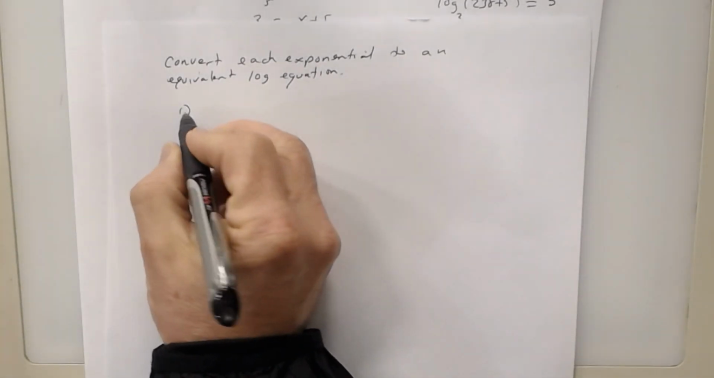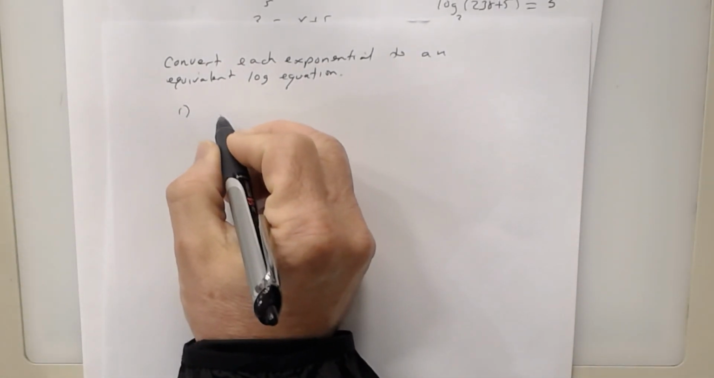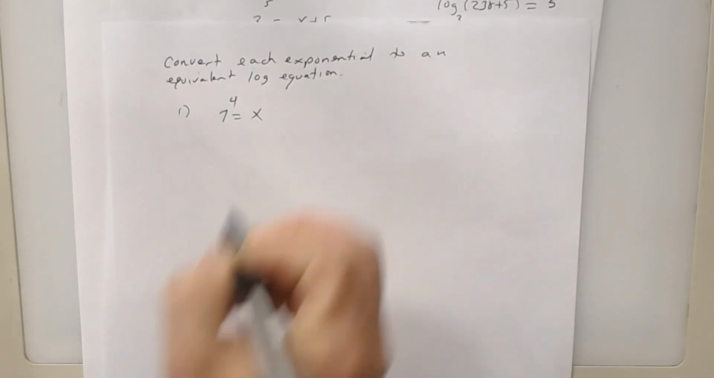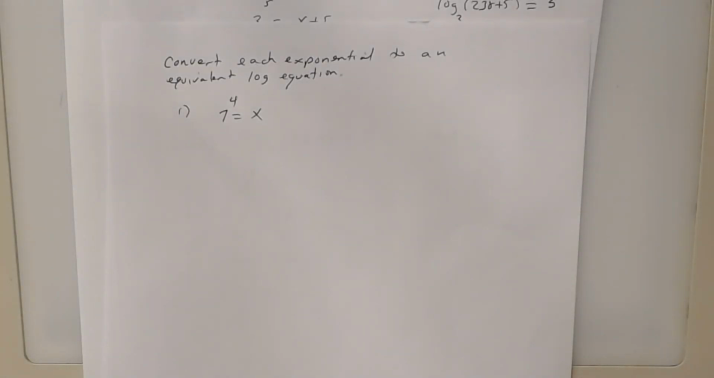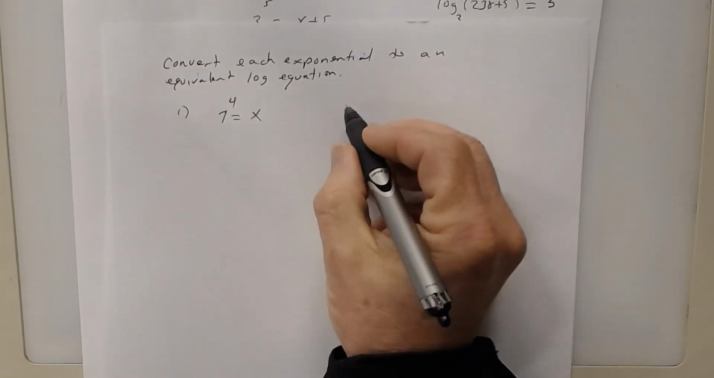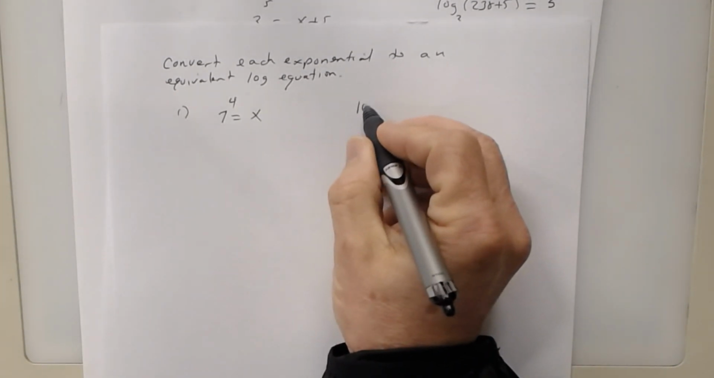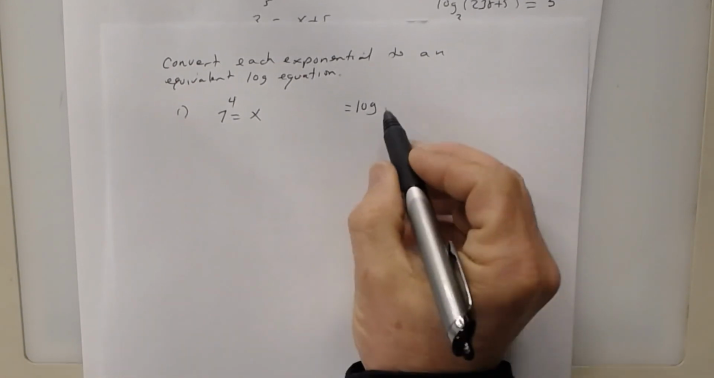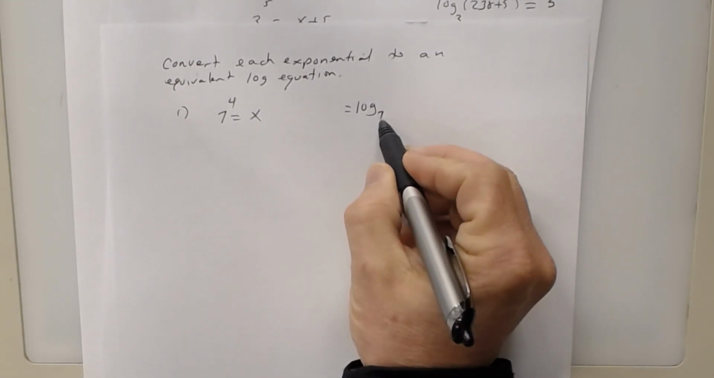So let's look at number 1. Suppose we had 7 to the 4th power equal x. How do you convert that to a log equation? Okay, so you're going to write log, L-O-G, with an equal sign. What's going to be the base? 7, right? So 7's your base.